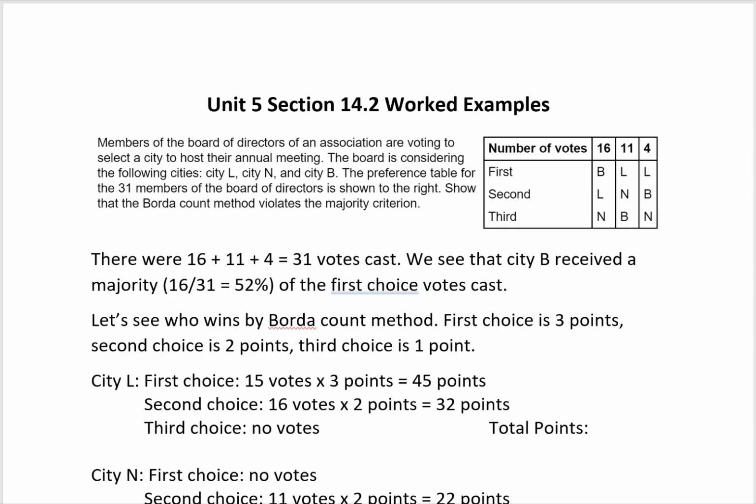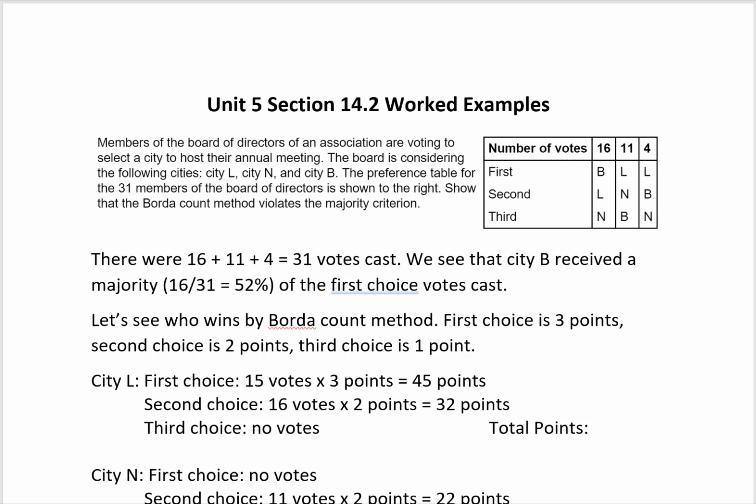Unit 5, Section 14.2 Worked Examples. Members of the Board of Directors of an association are voting to select a city to host their annual meeting. The board is considering the following cities: City L, City N, and City B. The preference table for the 31 members of the Board of Directors is shown to the right.